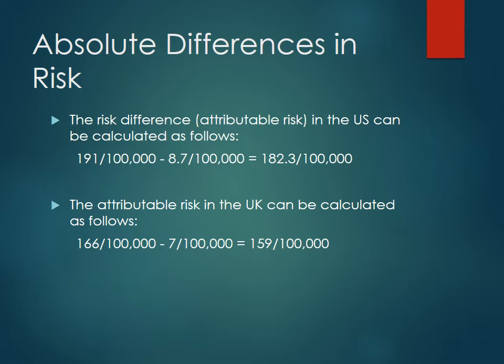So looking at the risk difference between these two groups, it's pretty easy to calculate. You just do the following. So you'd say, okay, 191 per 100,000 people per year minus 8.7 per 100,000 people per year, and you end up getting an absolute risk difference, or the attributable risk due to smoking, being 182.3 people per 100,000 per year. Does that make sense? This is one minus the other, and that's the attributable risk.